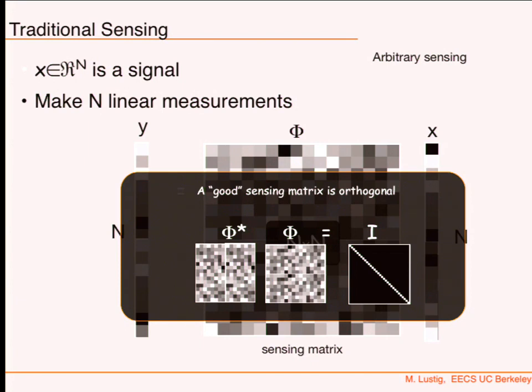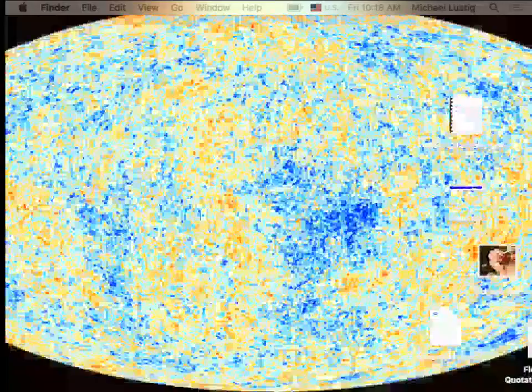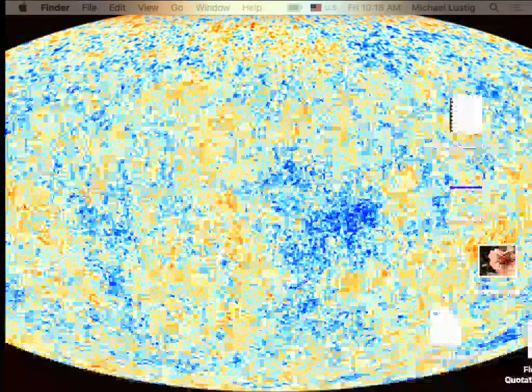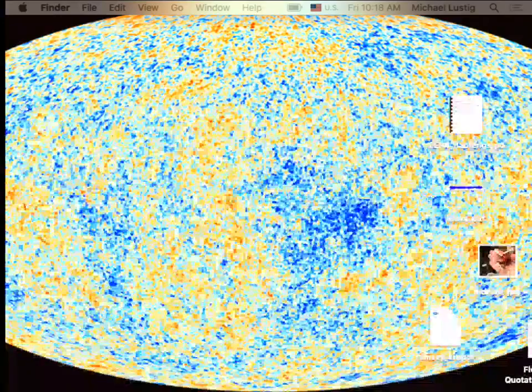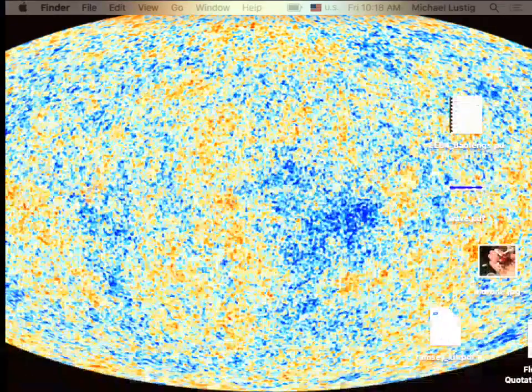And how do you measure orthogonality? If you take this sensing matrix and do an inner product between each row, or each column vector, it doesn't matter, then you would see that those are orthogonal.